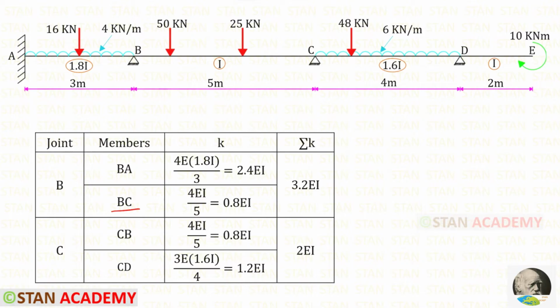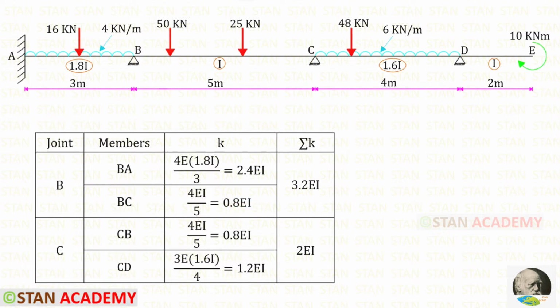For that, from the joint B, we have to look at the point C. The point C is continuous because after the point C, there is a span CD. If the parent is continuous, the formula is 4EI upon L. Length of BC is 5. Let us apply that. For the stiffness of BC, we will get 0.8 EI.